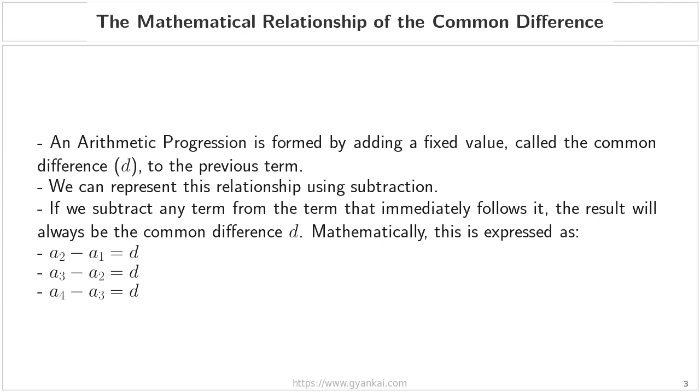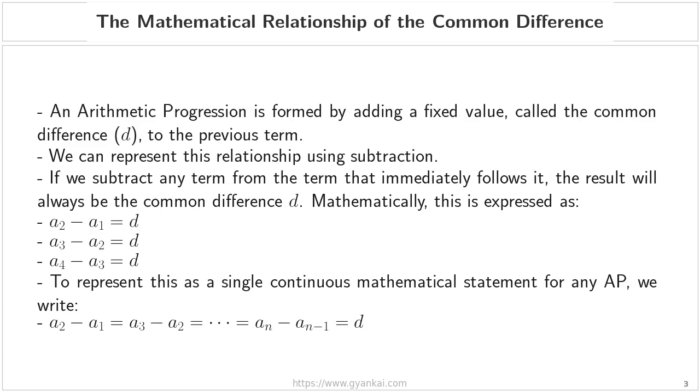To see this in action, let's look at the math. If we take the second term, a sub-2, and subtract the first term, a sub-1, it equals D. Similarly, if we take the third term, a sub-3, and subtract the second term, a sub-2, it also equals D, and if we take the fourth term, a sub-4, and subtract the third term, a sub-3, we get D once again.